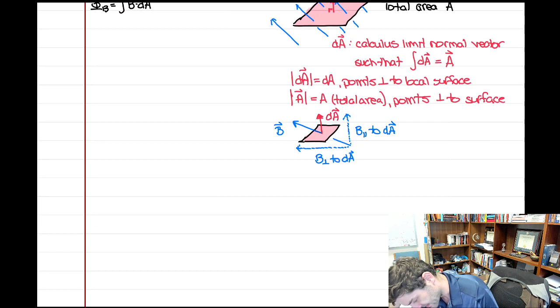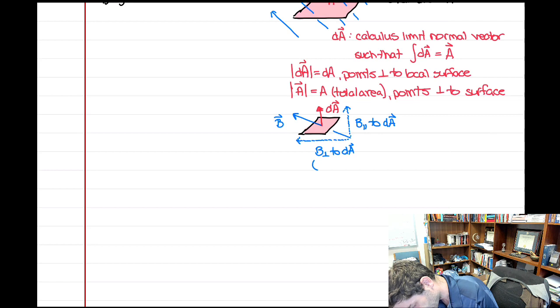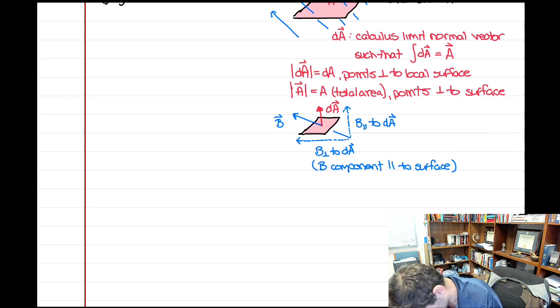Or you can think of it as the B component perpendicular to dA, or the B that is parallel. I might even say something like tangent. No, let's stay with parallel. Parallel to surface. In this part here, it's the one that's parallel to dA, or it's the B component perpendicular to surface.